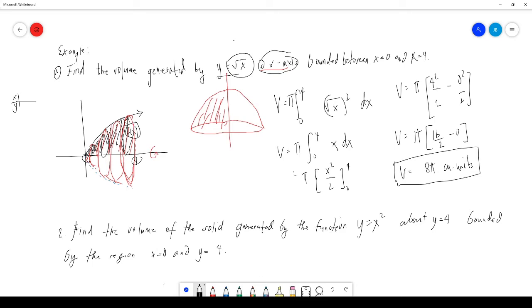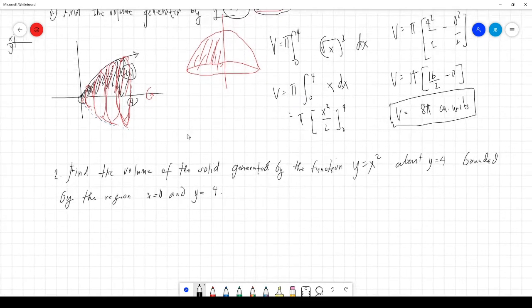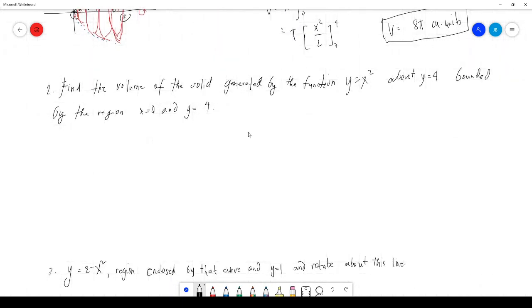Okay? Alright, now let's proceed with the next example. So this one is kind of complicated since we are going to revolve or rotate at y is equal to 4. So find the volume of the solid generated by the function y is equal to x squared about y is equal to 4. So we are going to rotate at y is equal to 4, bounded by the region x is equal to 0 and y is equal to 4.